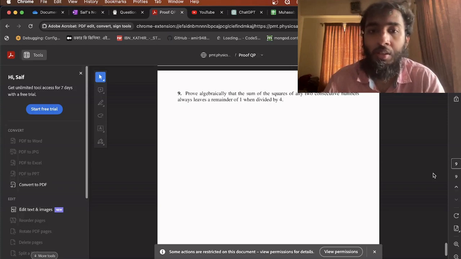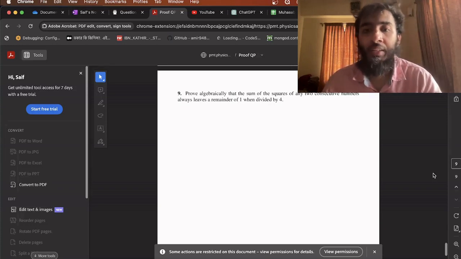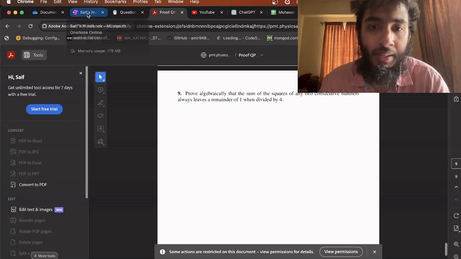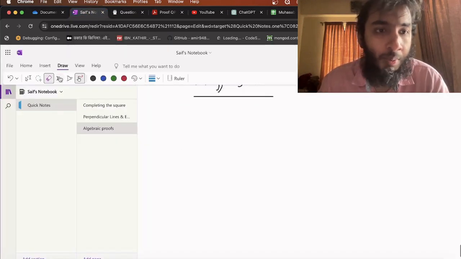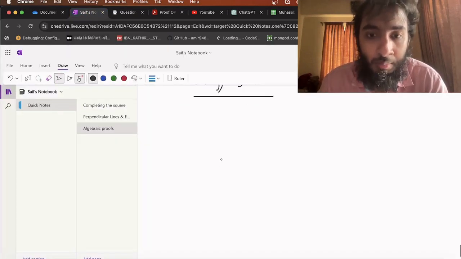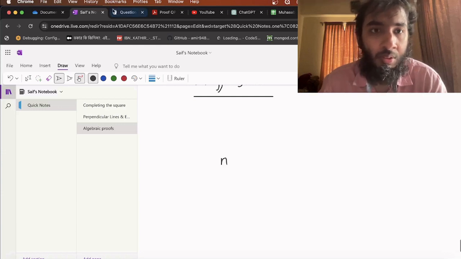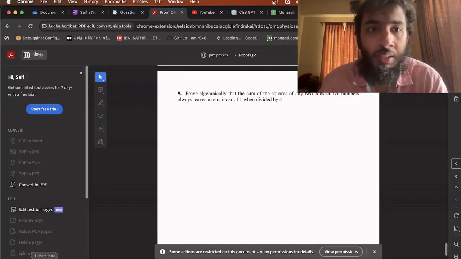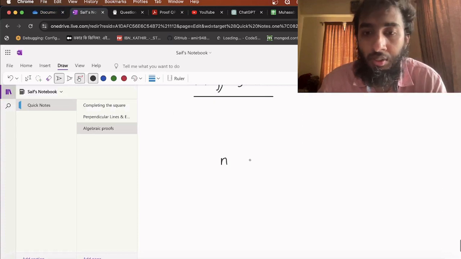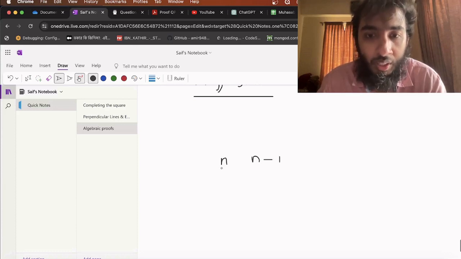Problem number 9 says you have to prove algebraically that the sum of the squares of any two consecutive numbers always leaves a remainder of 1 when divided by 4. So if I go to Notepad and use my pen tool, let's say one number is n. So what is the next consecutive number? Let's say the previous consecutive number is n minus 1. So what is the square of n? N square. And what is the square of n minus 1? N minus 1 whole square.